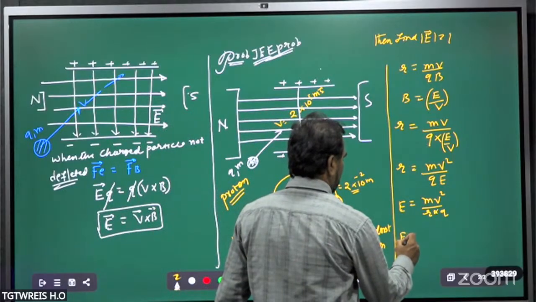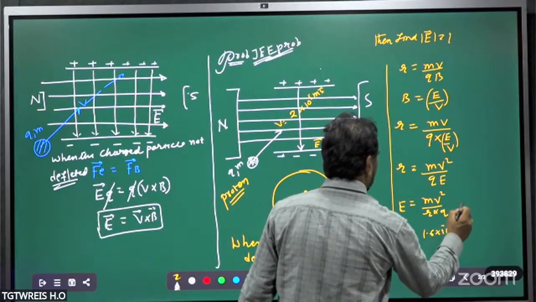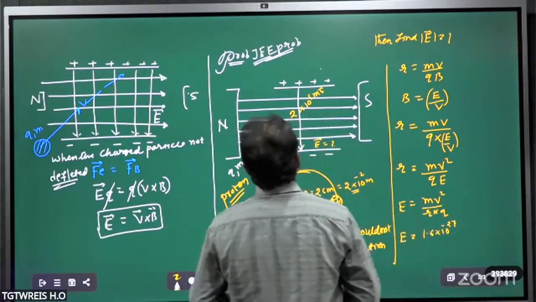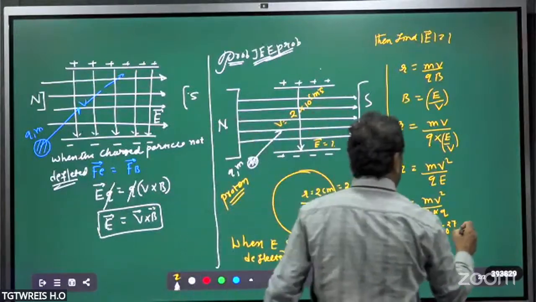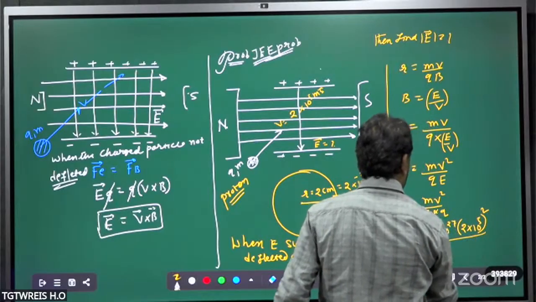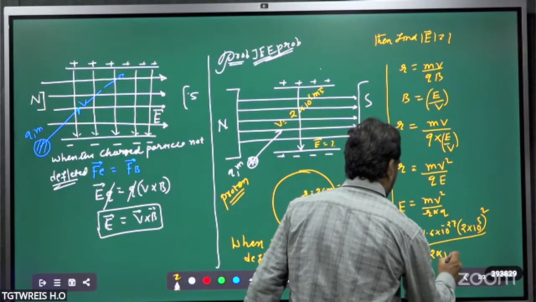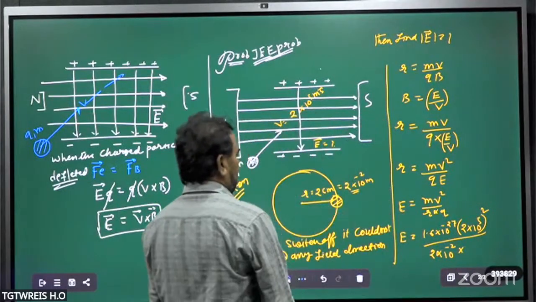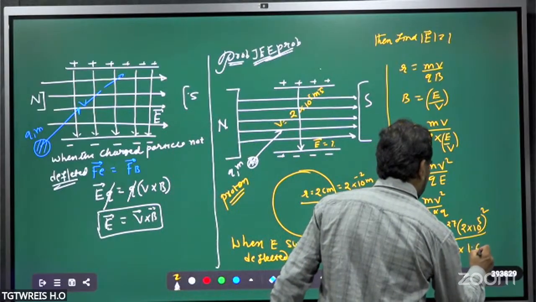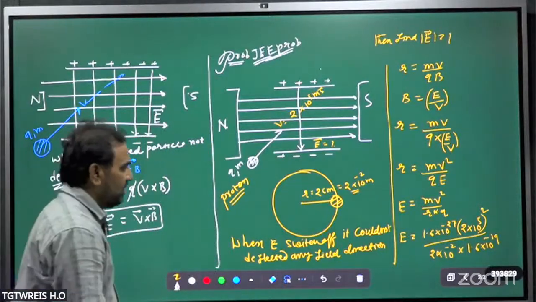That is, E is equal to the m value, 1.6 into 10 to the power of minus 27, this is the mass of a proton, and the v value was given as 2 into 10 to the power of 5, whole square, upon the r value, given as 2 centimeters, that is 2 into 10 to the power of minus 2, into the q value, which you also know, 1.6 into 10 to the power of minus 19 coulombs. Is it clear? Okay.